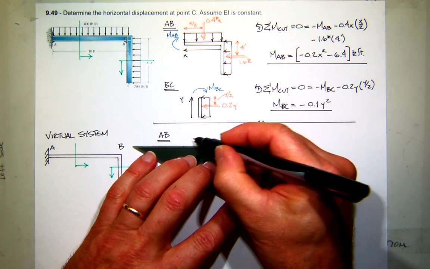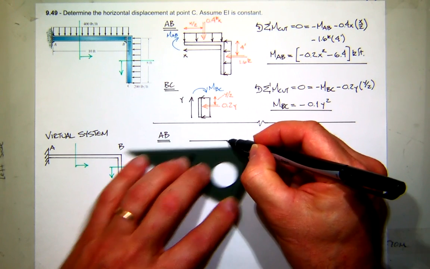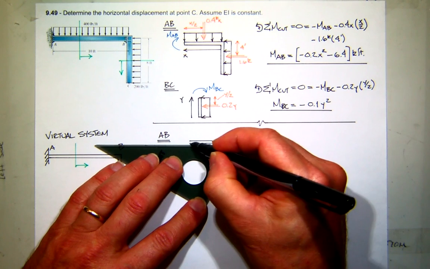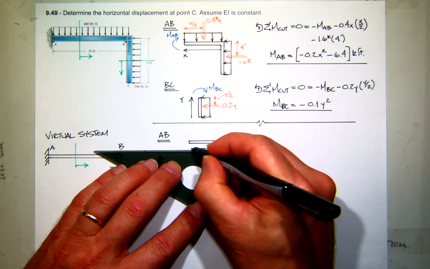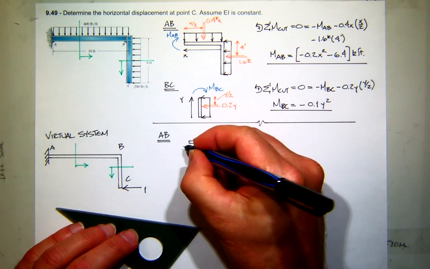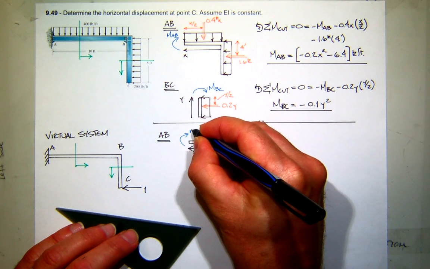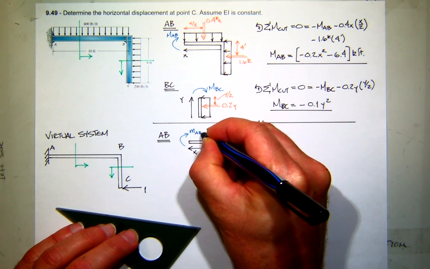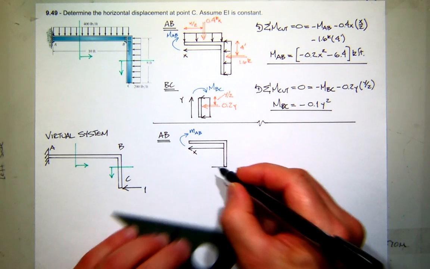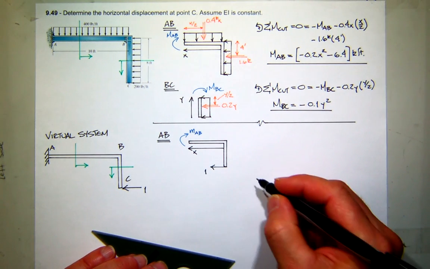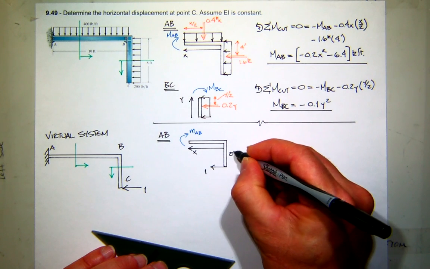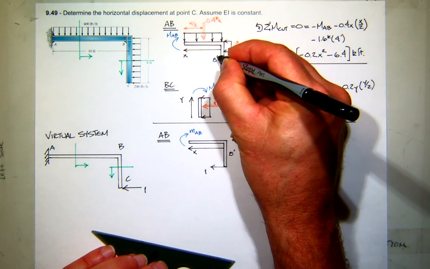Well, I'll draw the same free body I had before. I'm going to have the same coordinate system to the cut, x. I'm now going to have my virtual moment at AB. And don't forget, I've got my virtual load. This is still 8 feet. I forgot my 8 feet there, but I think we knew that.